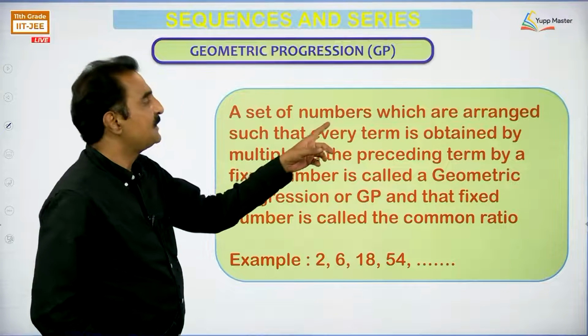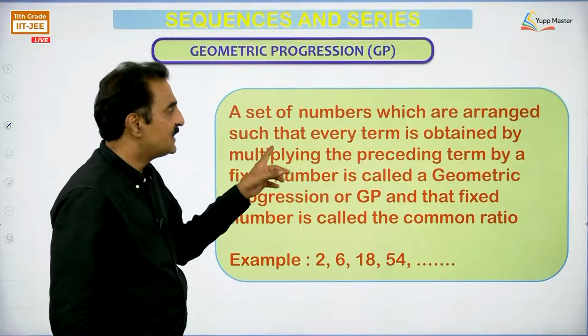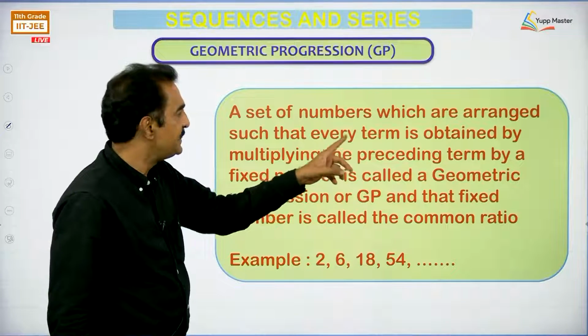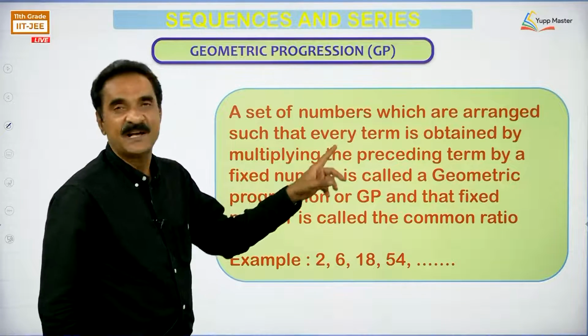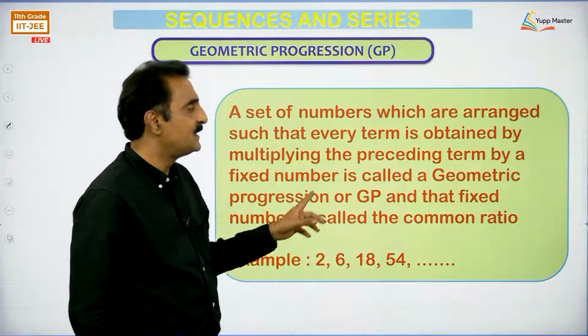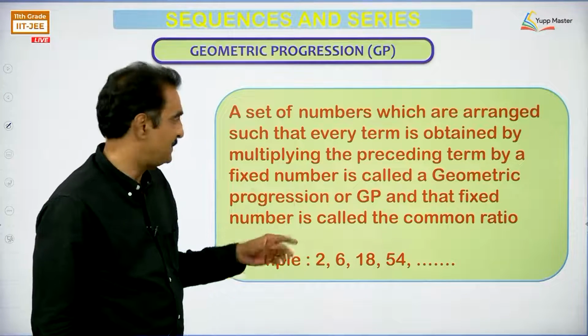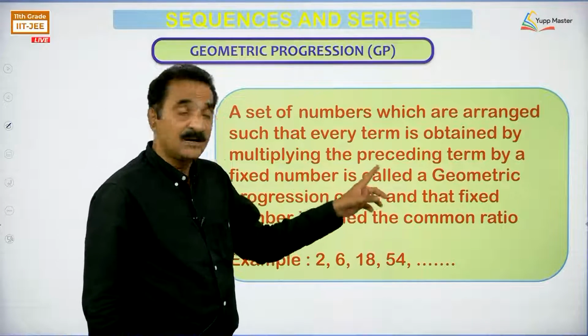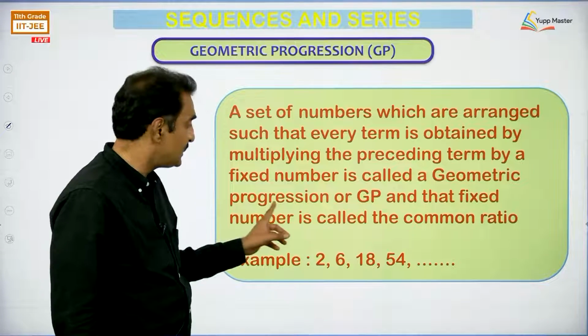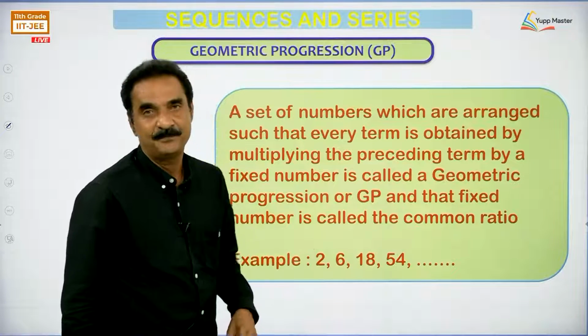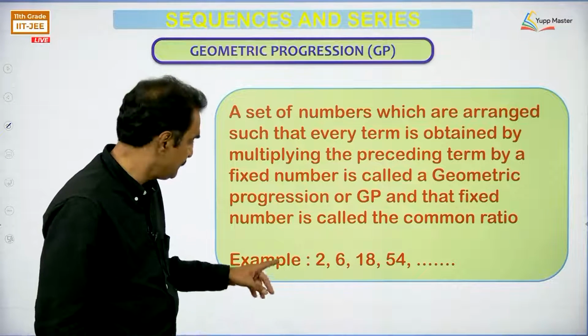A set of numbers which are arranged such that every term is obtained by multiplying the preceding term by a fixed number is called a geometric progression or GP, and that fixed number is called the common ratio. Let us see some examples.